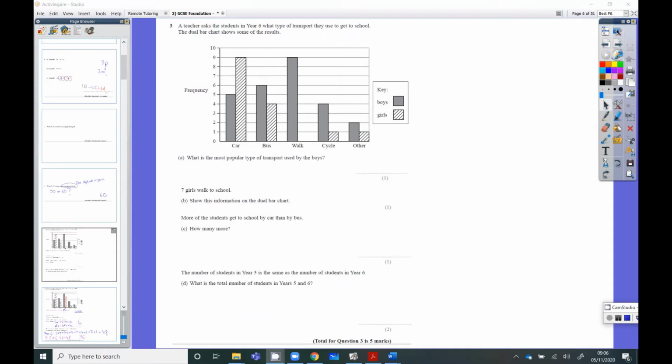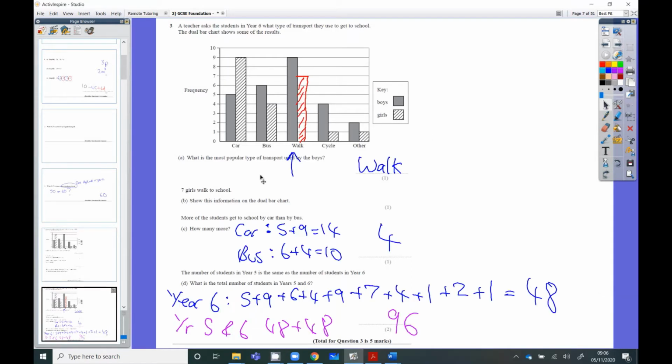Question 3. So part A, what is the most popular type of transport used by the boys? Well, the boys are those shaded in the grey, so look for the tallest bar which is shaded in grey. It's clearly this bar here, with a total of 9. What are the boys doing? Well, they are walking. So the most popular type of transport is walking.